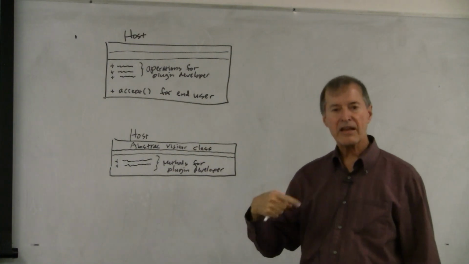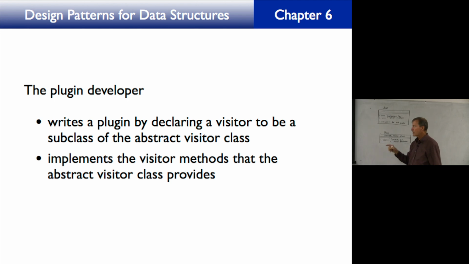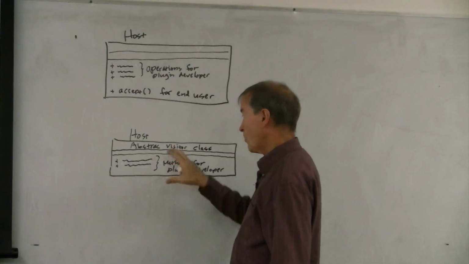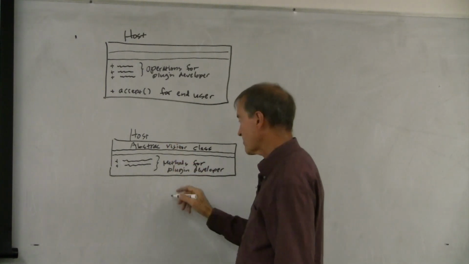Now let's take a look at it from the point of view of the developer. What does the plugin developer do? The plugin developer writes a plugin by declaring a visitor to be a subclass of what? The abstract visitor class. So here I am, now I'm a developer. I want to write some function, like a shuffle method for the list or whatever. Well, this is available by the host system. So what does the plugin developer do?